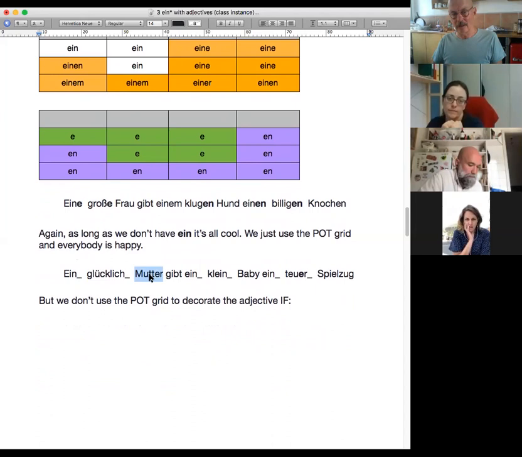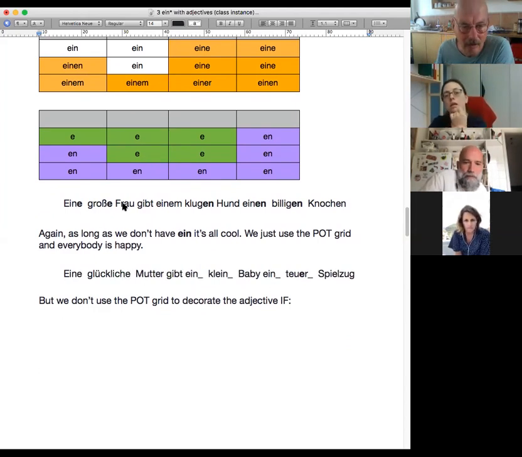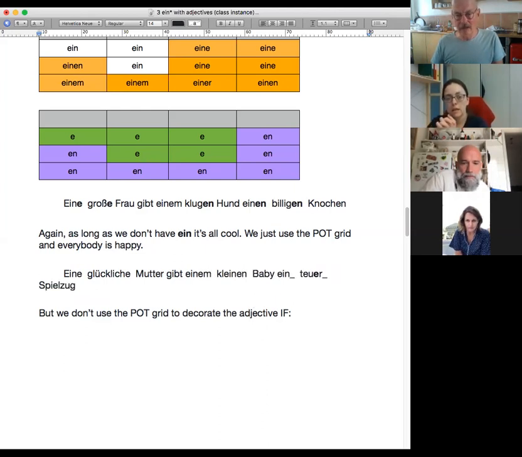Feminine. Okay, look at this first. What's the gender of that? Feminine, yeah. I just forget which is the third row. Third column. Eine glückliche, the same as this. Eine große Frau, eine glückliche Mutter, gibt. Here's the baby. The baby is going to be row three. Das Baby, it's a neuter baby, but it's row three. So einem kleinen Baby.